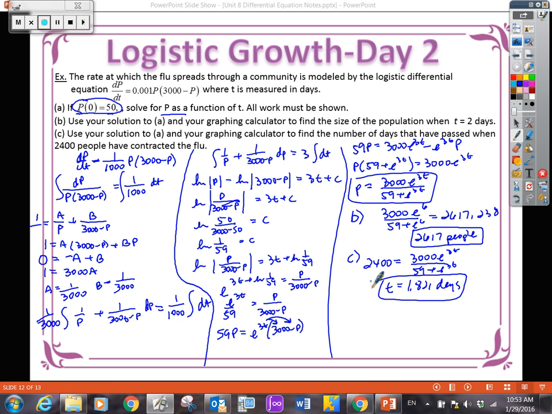And there is our work on finding the position and answering questions about the position. How's that? 1.821. 1.821 days. All right, is everybody okay?